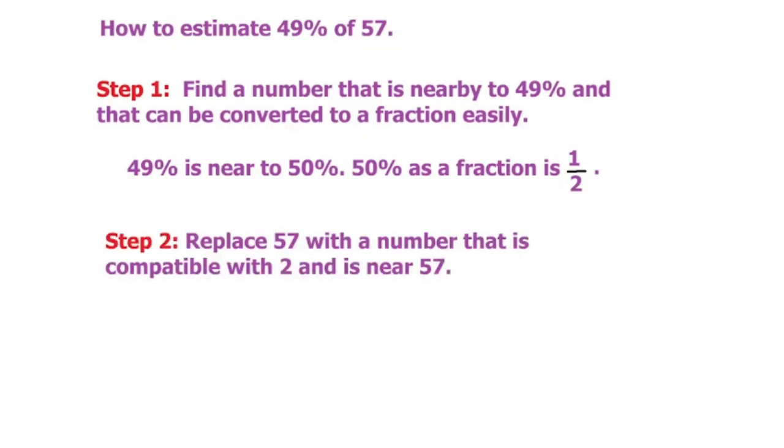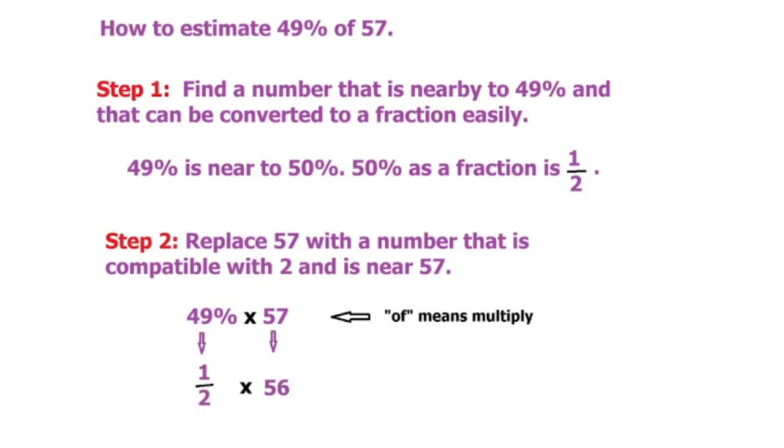The next step now is to replace 57 with a number that is compatible with 2 and is near 57. So we want something that is compatible with 2 because our denominator here is 2. So we want something that we could easily divide by 2. So here we have 49% times 57. So this is what this is. Of means multiply. So 49% times 57 is what we're trying to solve for or estimate.